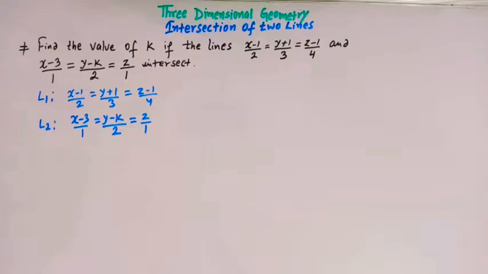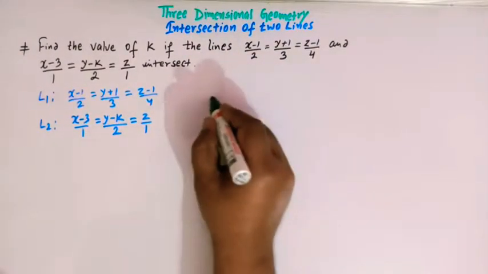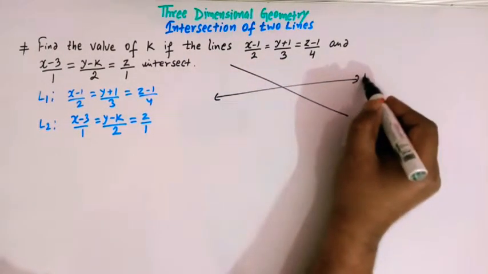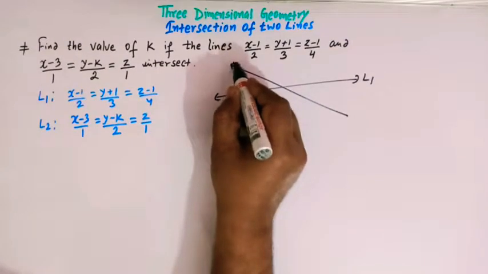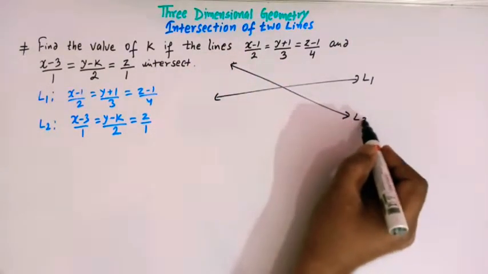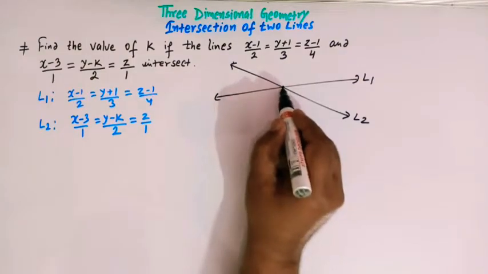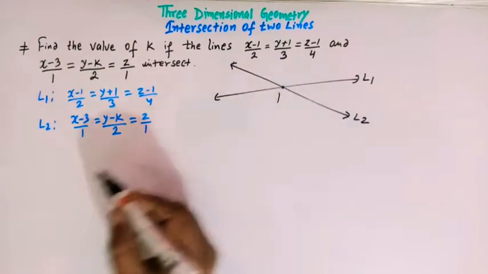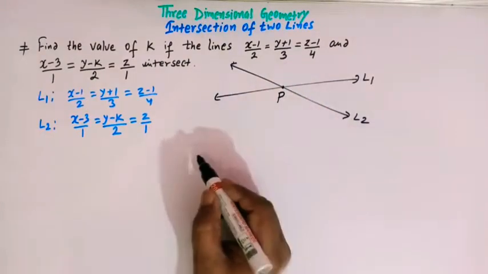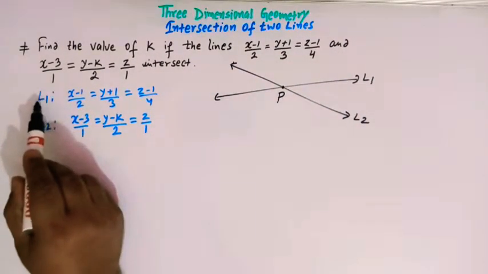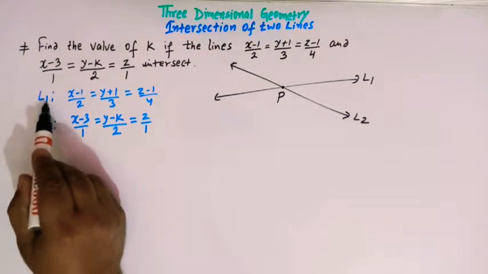So here what we have to do: if we have two intersecting lines, suppose this is the line L1 and this is the line L2, and if these two lines intersect, there is a point of intersection. So let us take P as the point of intersection.